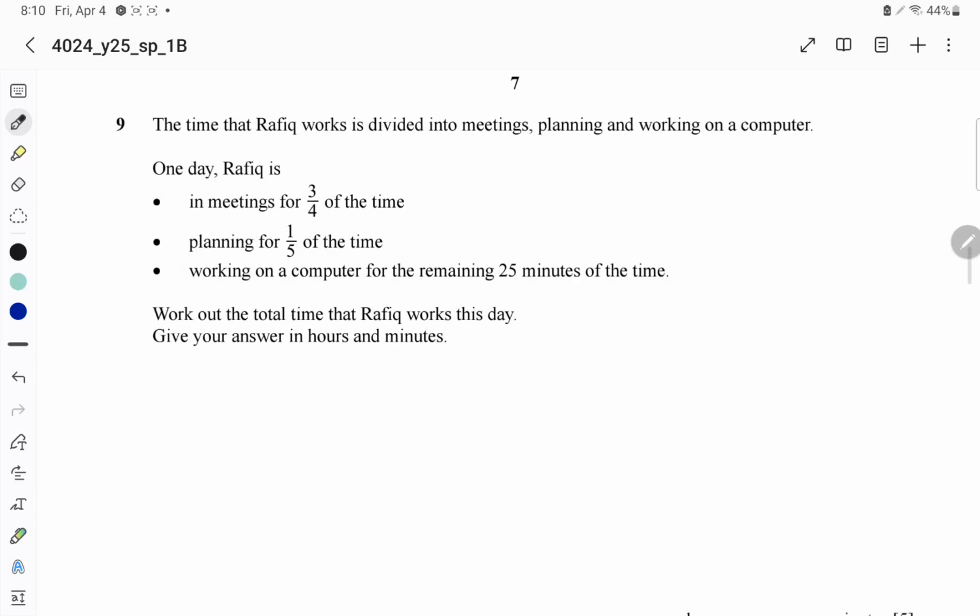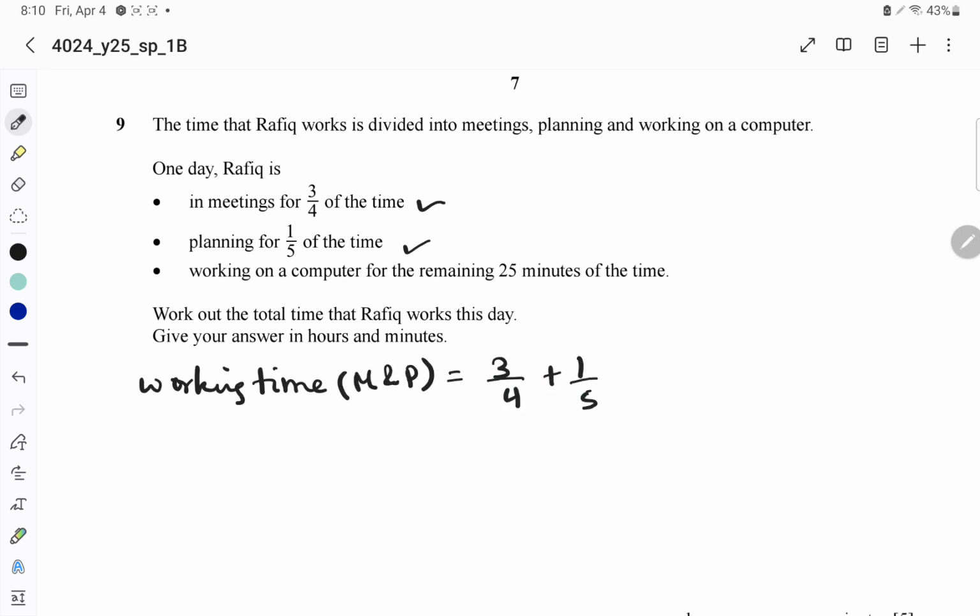Okay, question number 9. All right, the next question: the time that Rafiq works is divided into meetings, plannings, and working on a computer. One day Rafiq is in the meeting for 3 over 4 of the time, and planning for 1 upon 5 of the time. So the total working time in these two things, for meeting and planning, is equal to 3 over 4 plus 1 upon 5 of the total time.